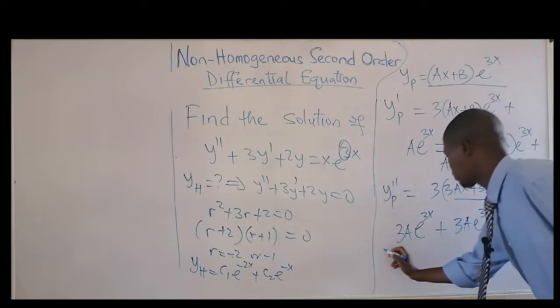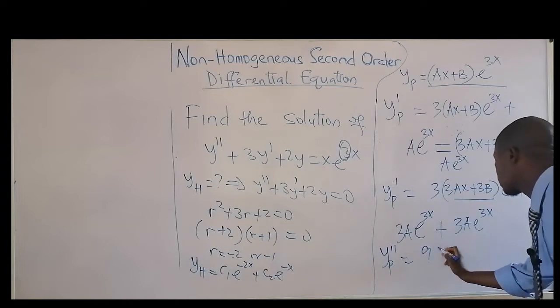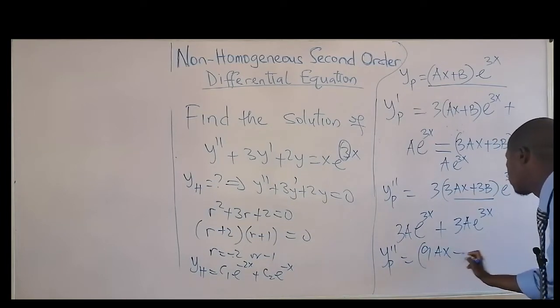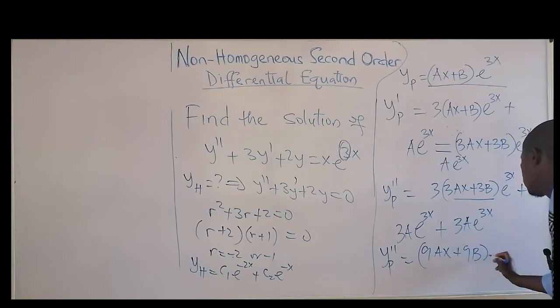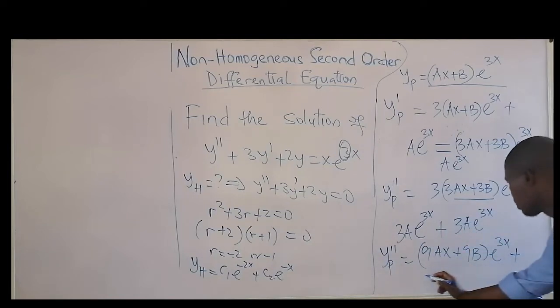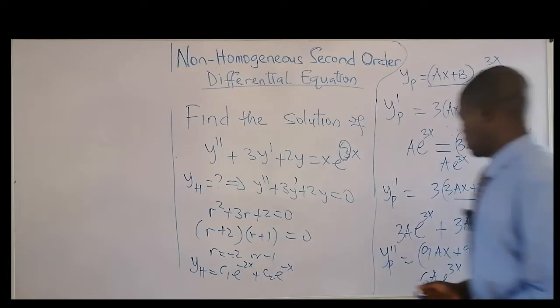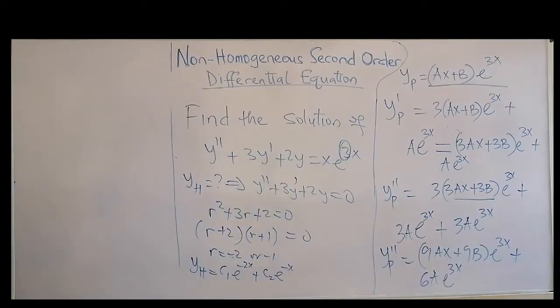Then we can expand this. This will be equal to 9ax plus 9b e3x, plus 6a e3x. So I think that's what we have gotten for the first and second differential.